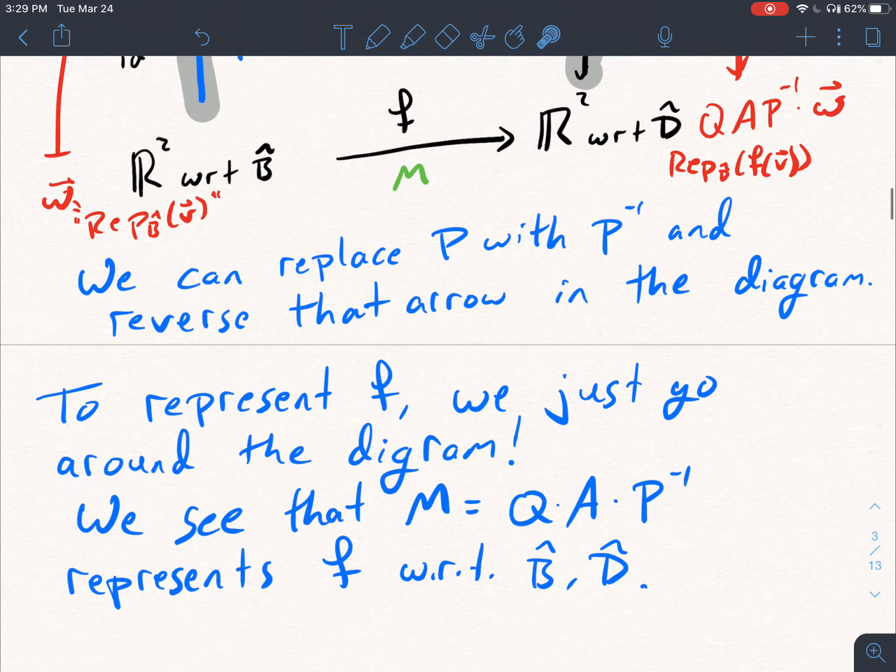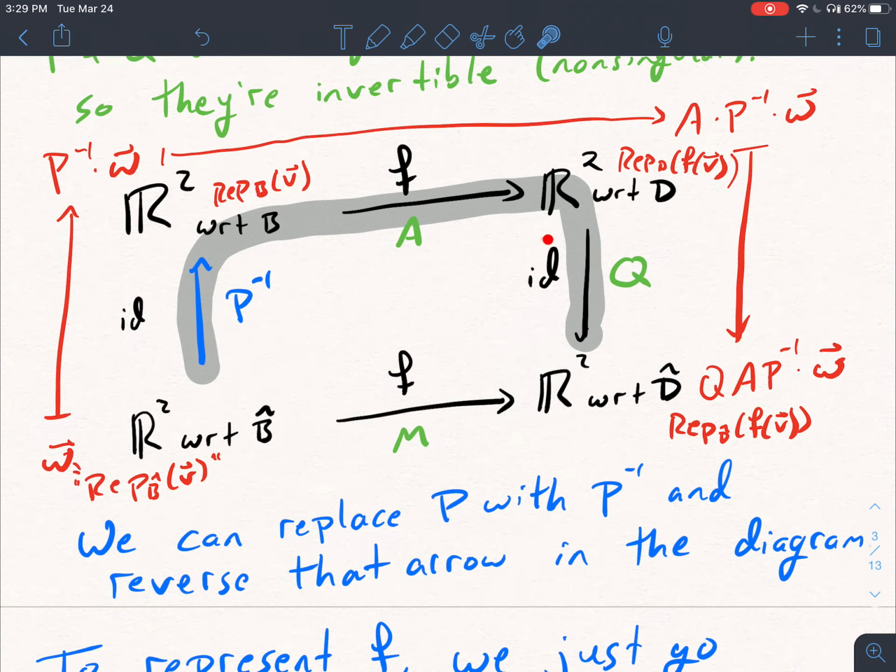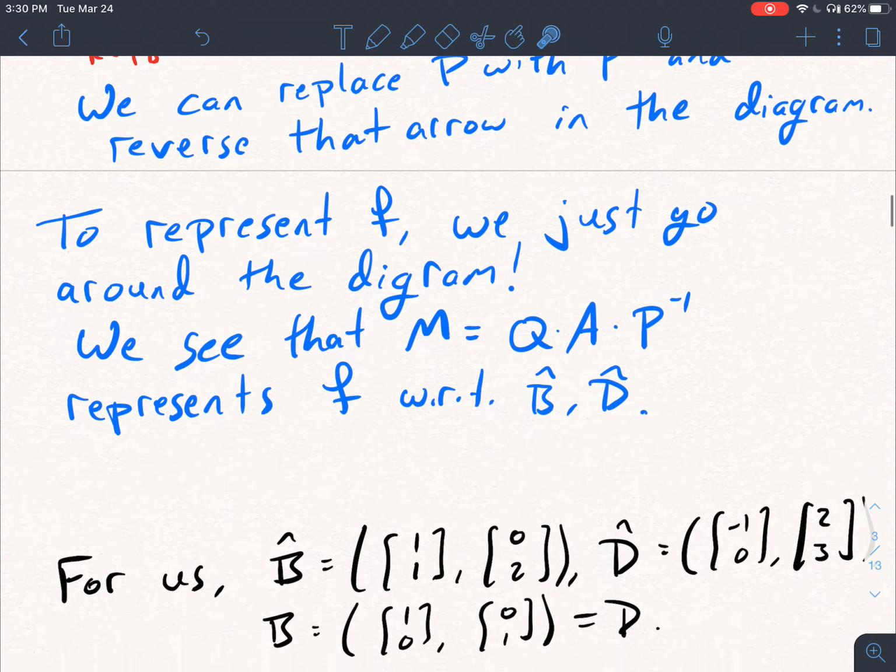Okay, so it is important to realize that you're not getting P inverse AQ here, you're getting QAP inverse, even though it looks like you might be getting P inverse AQ reading left to right. So you read right to left whenever you're doing matrix multiplication on the right, which is the same as function composition.